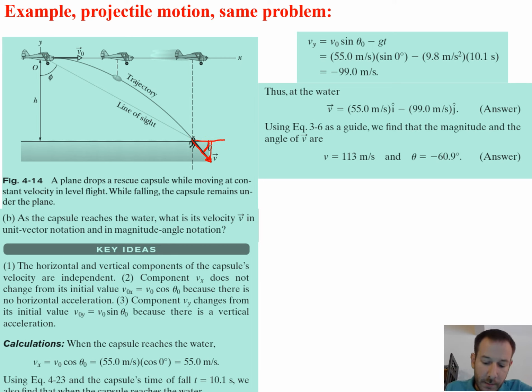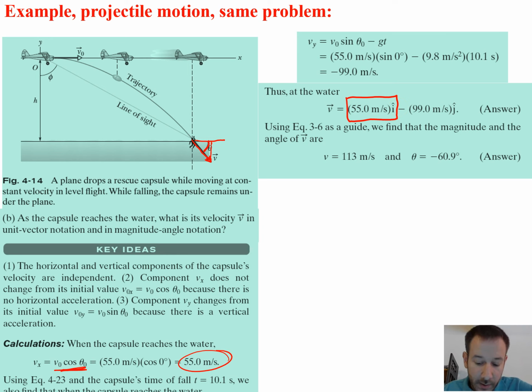All right, so the horizontal and vertical components of the capsule's velocities, again, are independent, so we can work with them separately. We know that the x component of velocity doesn't change. There's no acceleration in the x direction, so it's just going to be the same. We can work that out mathematically by taking the initial velocity times the cosine of theta, but that's just going to be 55 meters a second. So we know that it's going to be 55 meters a second as the x component. Jumping over to the answer, writing it in unit vector notation, we just have 55.0 meters a second times i, so for the i direction.